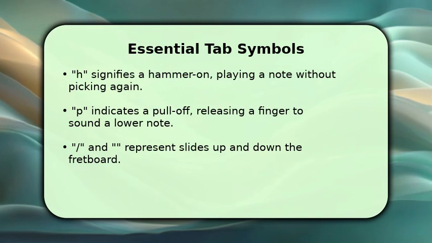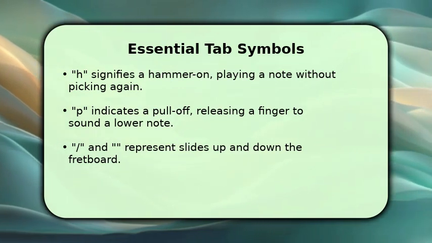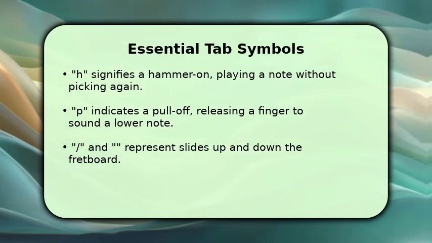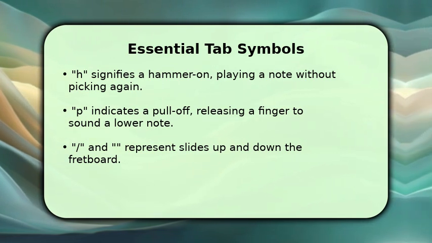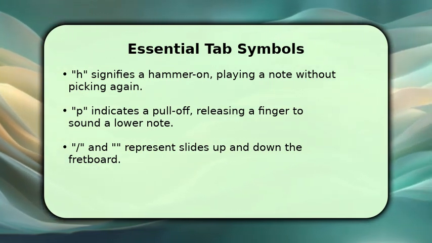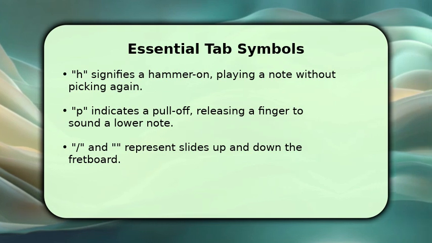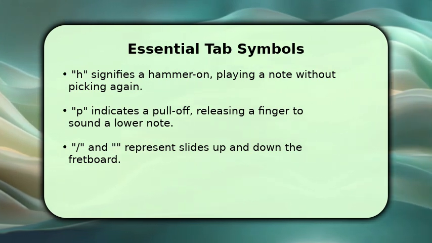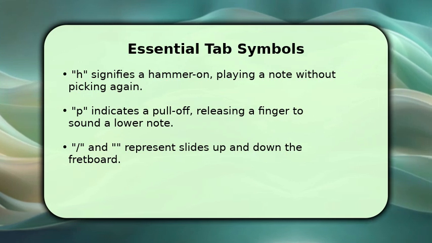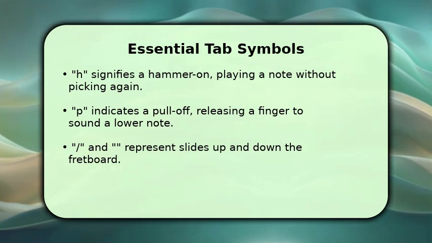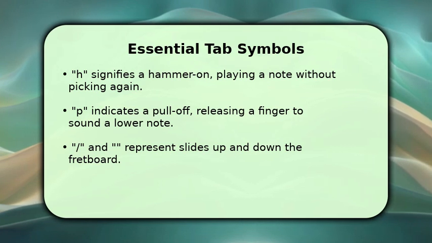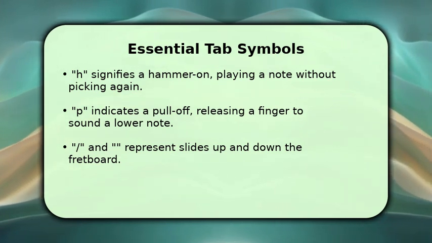Tabs also use special symbols to denote playing techniques. An H stands for a hammer-on, where you tap a finger onto a fret to sound a note without picking. Conversely, a P means a pull-off, where you pull your finger off a fret to sound a lower, already fretted note. Forward and backward slashes indicate slides, moving your finger smoothly between frets. A B tells you to bend the string, altering its pitch.